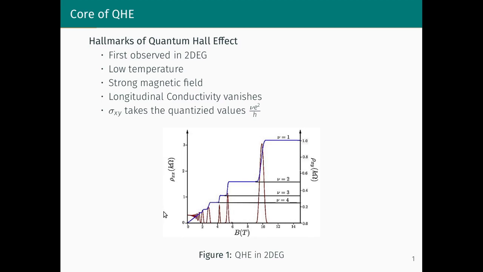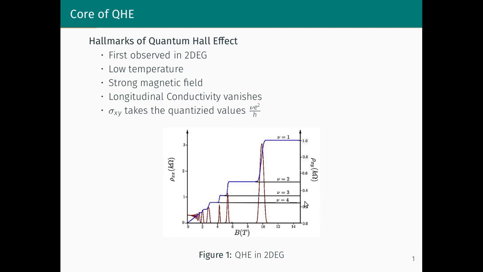The quantum Hall effect was first seen in the 1980s by Professor von Klitzing, where in a two-dimensional electron gas system at very low temperature and strong magnetic field, we observed that the longitudinal conductivity vanishes and sigma xy, which is the transverse conductivity, only takes the quantized value, which is nu e square by h, where nu is the Landau filling factor.